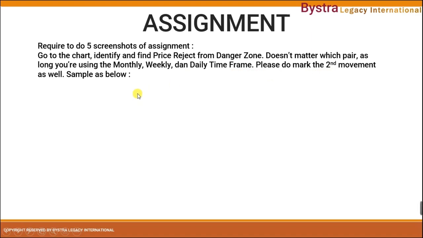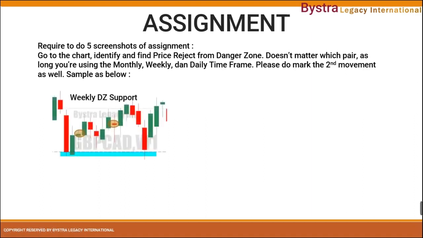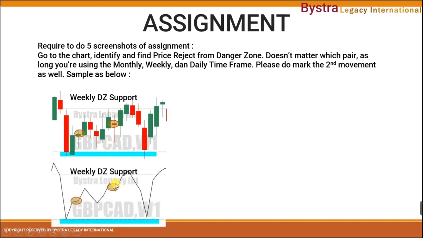Okay, so I'm giving you an example of how you can do your assignment for your danger zone SNR. First, we go to the weekly time frame. For this case, this is GBP CAD on the weekly time frame, and this is the danger zone support. Next, we change it to the line chart. We mark the horizontal line. Second step. Third, we mark the second movement.